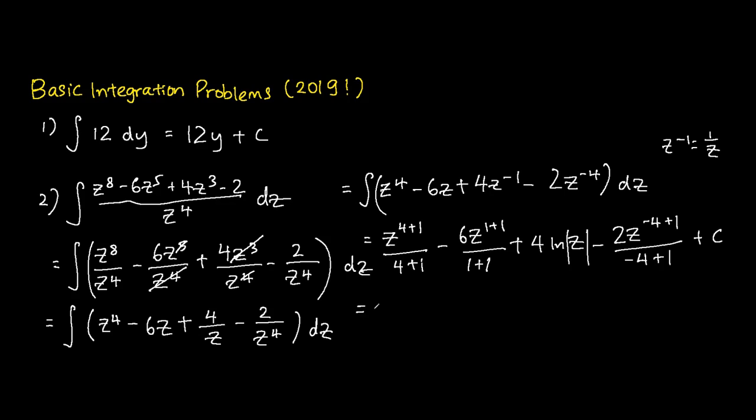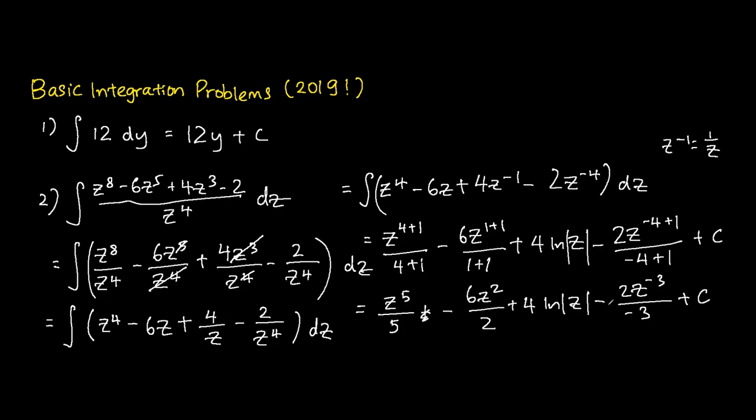And of course, every time we do an indefinite integral, we have to put a plus c behind. So the first term itself is just z to the power 5 over 5. The second term is 6 times z to the power of 2 over 2, plus 4 ln absolute z, minus 2z to the power of negative 3 over minus 3, plus c. We can adjust this third term, so this becomes plus and the minus will be gone, and that will be the final answer. Or if you want it to look a little neater, you can bring the z down into the denominator, so it doesn't really matter in this case.